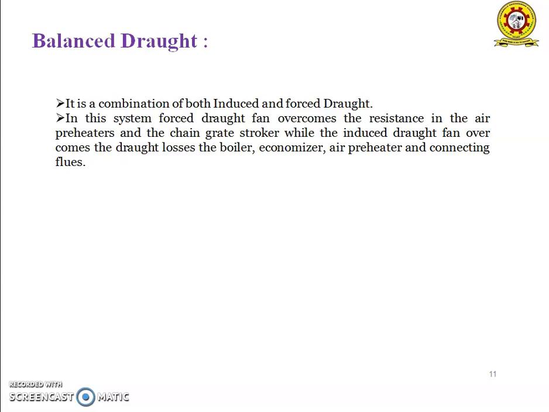And the next one is the balanced draught. The balanced draught system is a combination of both forced draught and induced draught. In this system, the forced draught fan overcomes the resistance in the air preheater and chain grate, while the induced draught fan overcomes the draught losses in the boiler, economizer, air preheater and connecting flues. The forced draught fan forces the air through the fuel bed at the top of the grate and the induced fan sucks the gases on the boiler side and discharges them to the chimney.